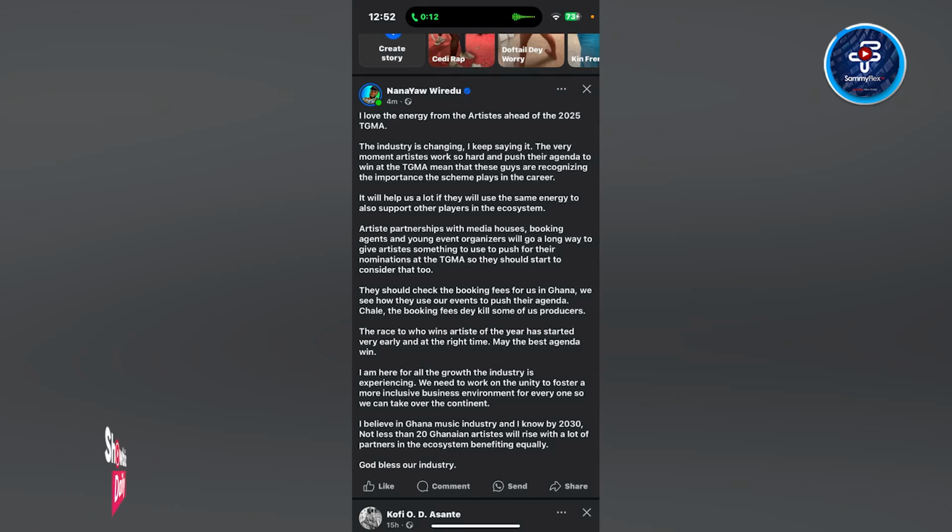It says, I love the energy from the artists ahead of the 2025 TGMA. Says the industry is changing. I keep saying it. The very moment artists work so hard and push their agenda to win at the TGMA means that these guys are recognizing the importance the scheme plays in their career. It will help us a lot if they will use the same energy to also support other players in the ecosystem. Artist partnership with media houses, booking agents, and young event organizers will go a long way to give artists something to use to push for their nominations at the TGMA.